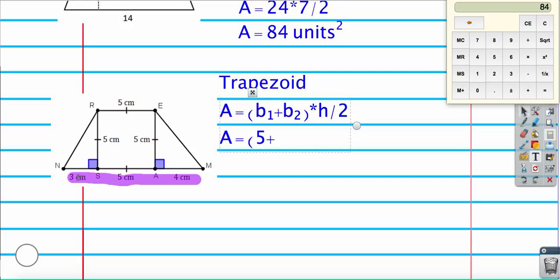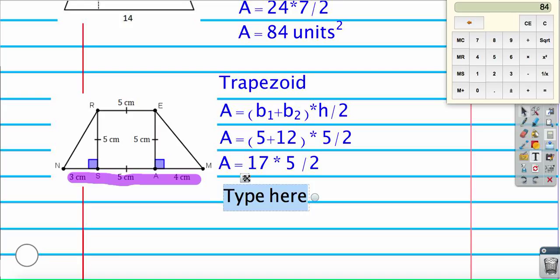I need to add 3 plus 5 plus 4 to get the entire bottom. So 3 plus 5 is 8, and 8 plus 4 is 12. So my entire bottom base is worth 12 centimeters, times the height, which is 5, and then divide everything by 2. Okay, so now I've got area is equal to 17 times 5 divided by 2. So I'm going to plug that into the calculator over here, clear it out.